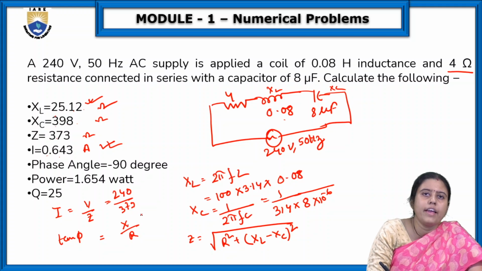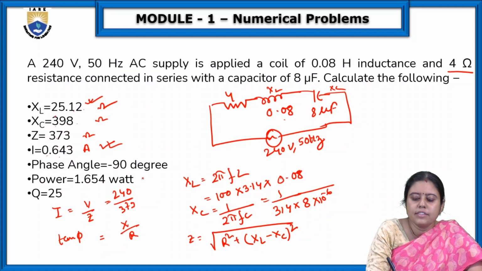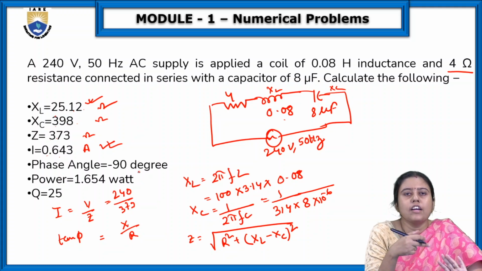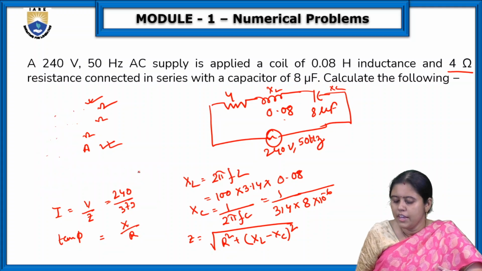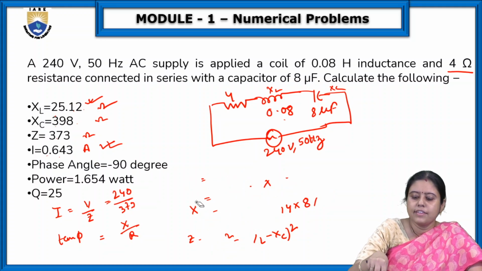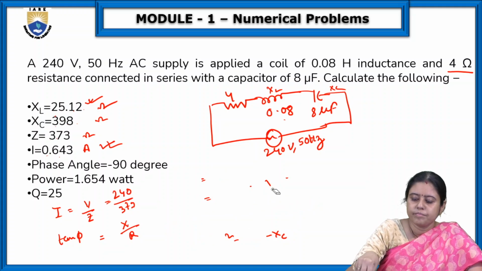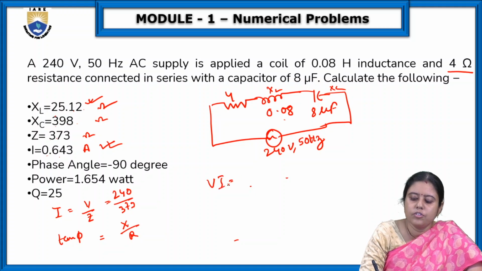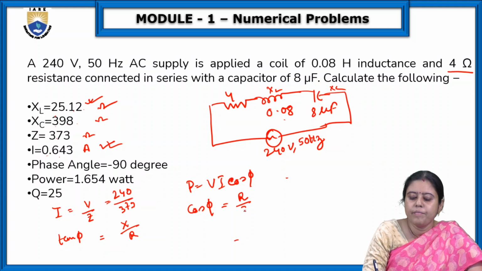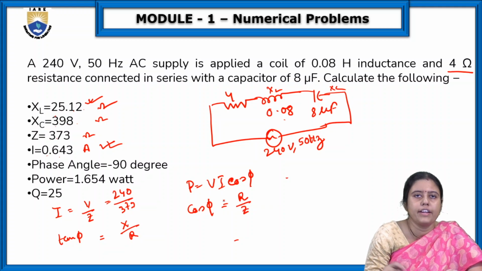What is the power? Again, power is equal to VI cos phi. Here they have not mentioned the complex power. What is in the question? The question has asked for the power. So power is equal to VI cos phi. How to get the cos phi? From the triangle we can write R by Z, or if you got the phi, you can calculate.